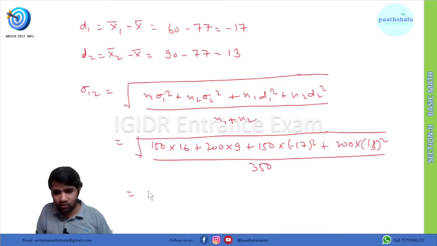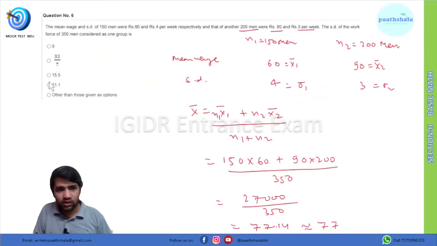So when you solve this, it comes out to be under root 232.428. Further solving will give you 15.24. Okay, so now let's look at the options. By choice you can see that the closest value is 15.5, so this will be our option. Now let's move to the next question.